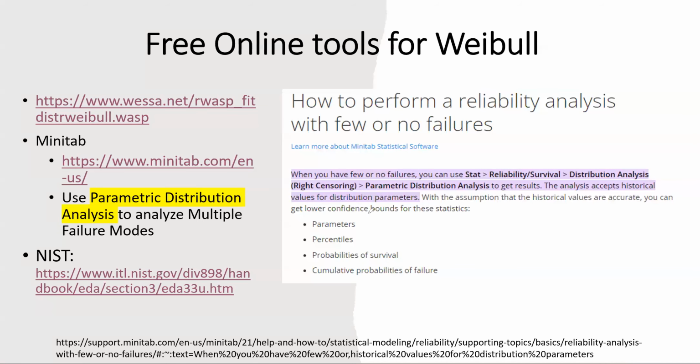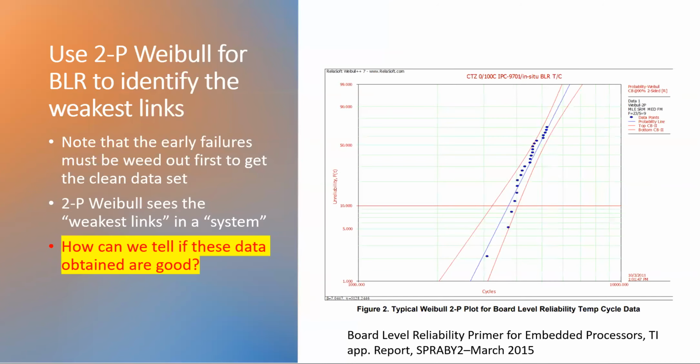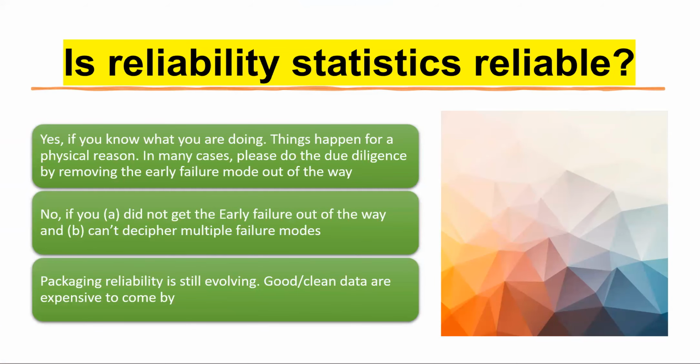And for multiple failure modes, you need to use more advanced software. Minitab will take care of that, using parametric distribution analysis, and then you could analyze multiple failure modes rather easily. We're not going into that detail. The purpose of this presentation is to tell you what resources are available for you moving forward, and what kind of mindset you should have in dealing with reliability statistics, especially relevant to packaging.